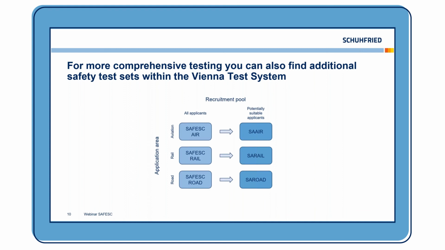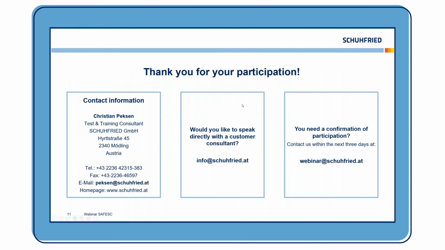So safety screening helps us to reduce the overall amount of applicants by identifying those who are not suitable, and the safety test set, SAR in this case, helps us to make a final decision by assessing all relevant skills. If you want to have more information about our safety test sets, I again recommend you to visit our website. In the section Human Resources, you can find all information about those sets. Or alternatively, you can, of course, contact me.